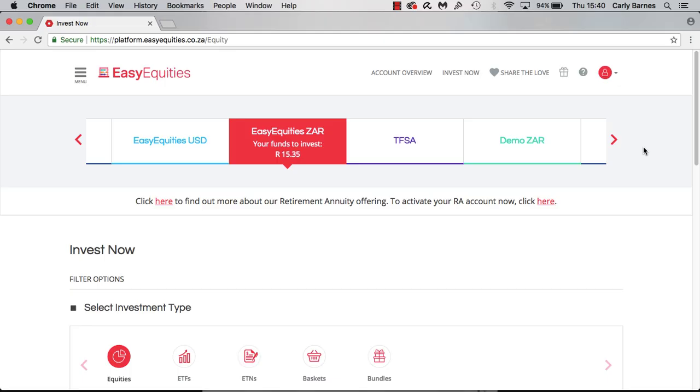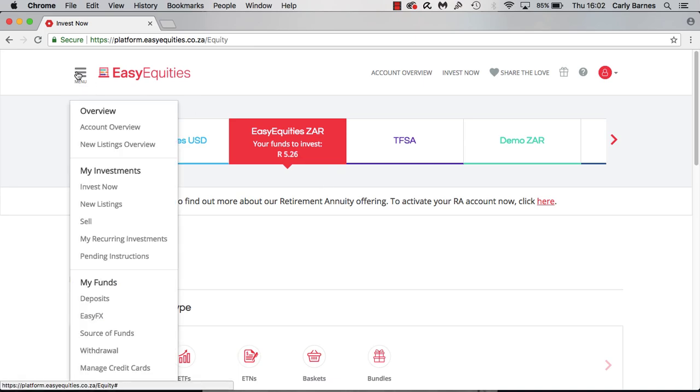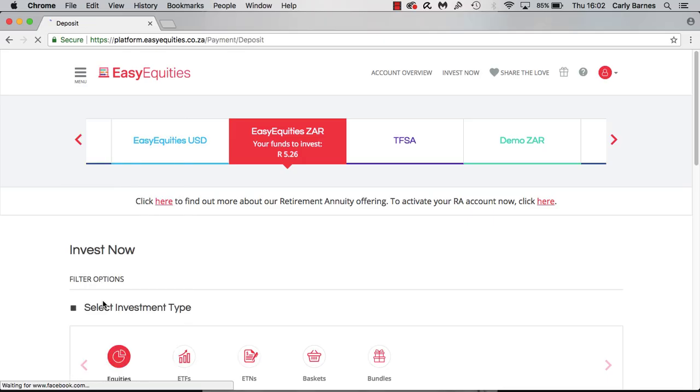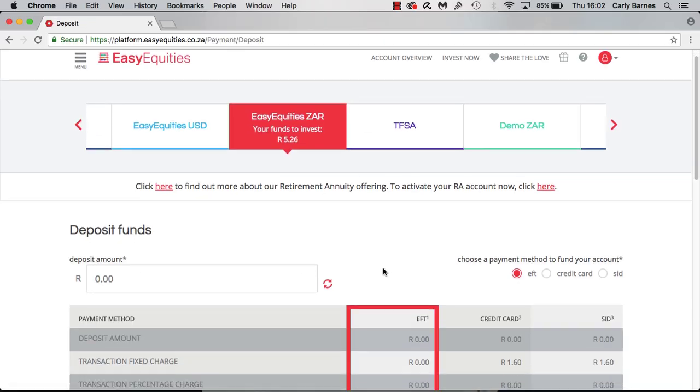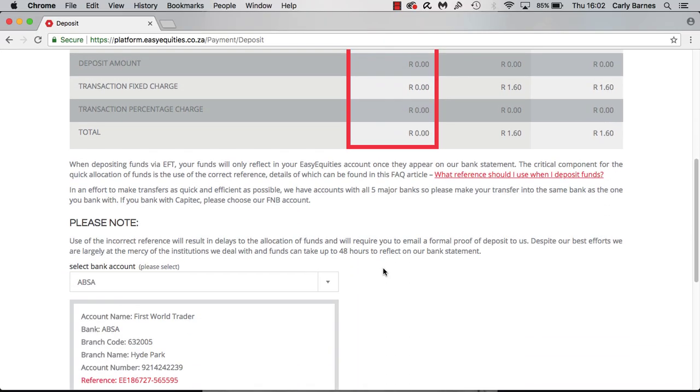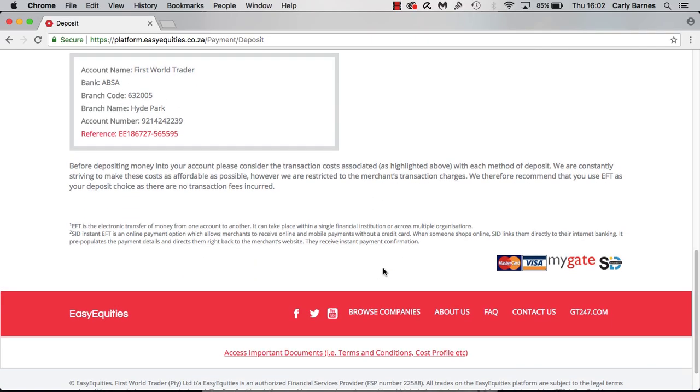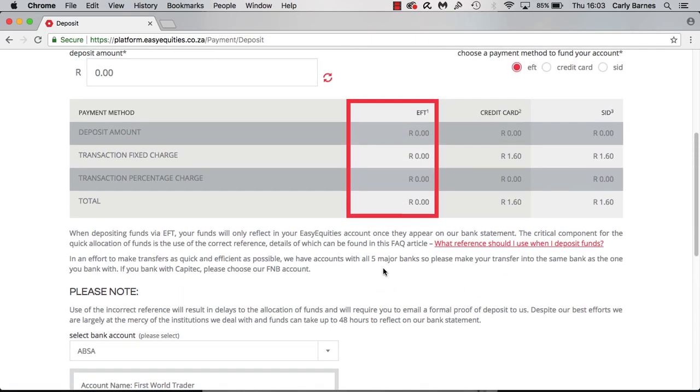As you know, you don't need to have a set amount to begin investing with. Today I've only got 15 Rand or so in my account. And how you do that is you actually make a deposit into your account. There's all sorts of ways of doing that. You can do it EFT, or you can do by credit card, or even a SID payment. And you can find those details in our FAQ.